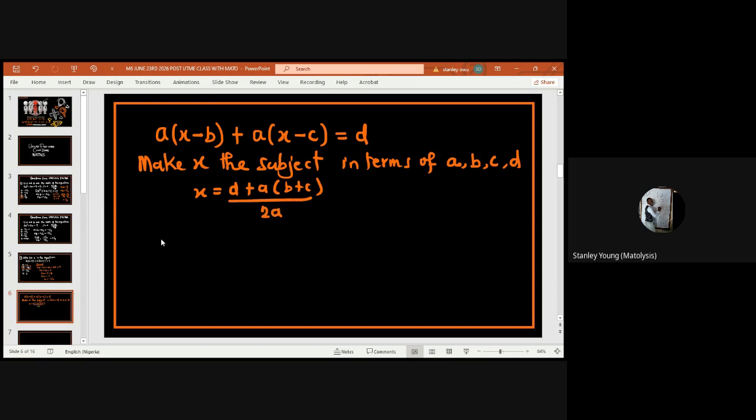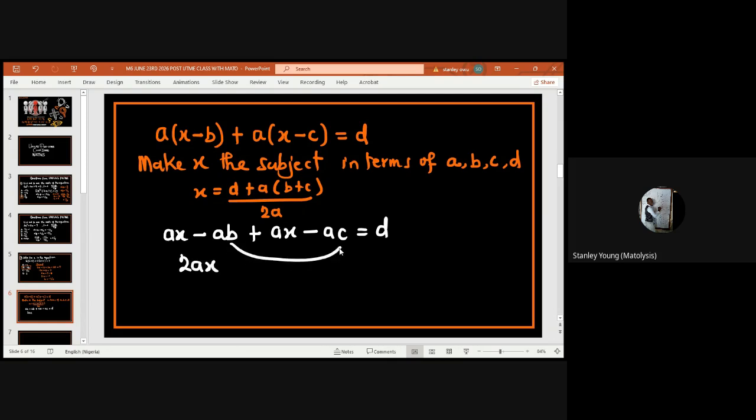So what do we do? We expand. Expanding means you multiply a and x, and a and negative b. So you have ax, then minus ab, then plus, you expand again, that gives you ax, then minus ac, equals d. You collect like terms. The expressions with x are just two, and ax plus another ax is 2ax.